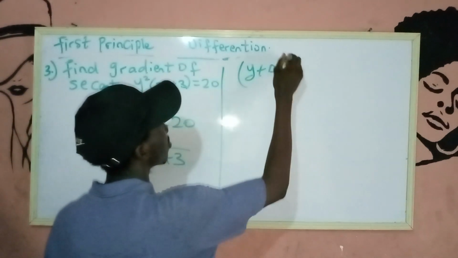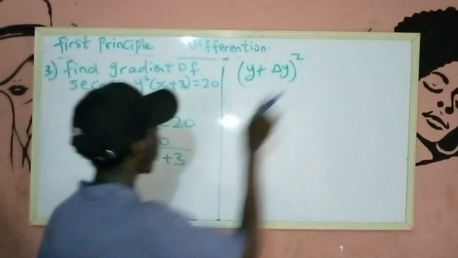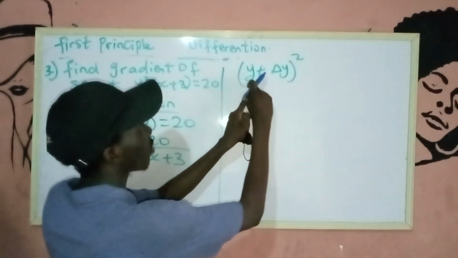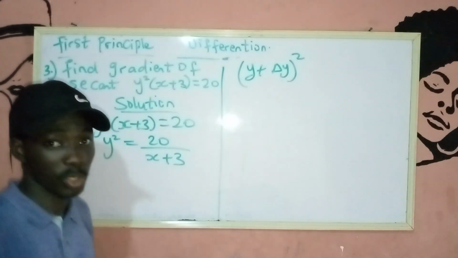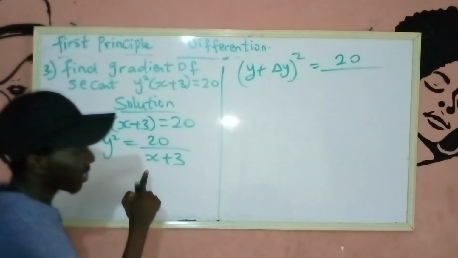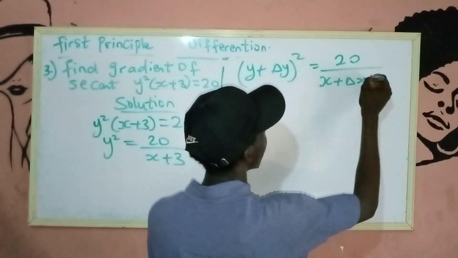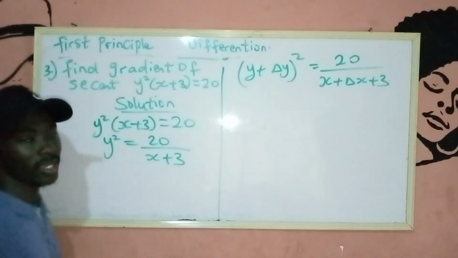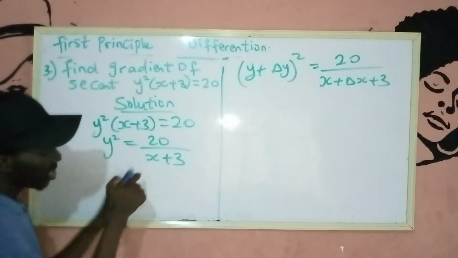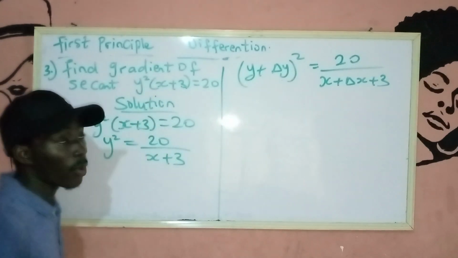So that becomes y. So you can see I have y squared. It turns to (y plus change in y) everything squared. That equals to 20 over, so what is it to the x? x also increases. That becomes (x plus change in x) plus 3. That will be the x plus 3. The x becomes x plus change in x, and y becomes y plus change in y.